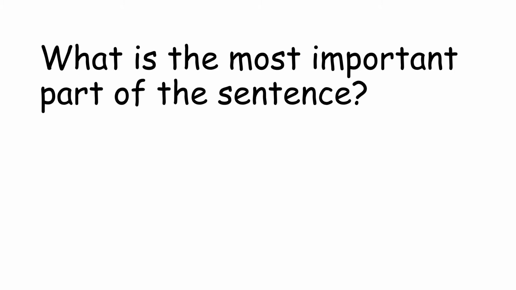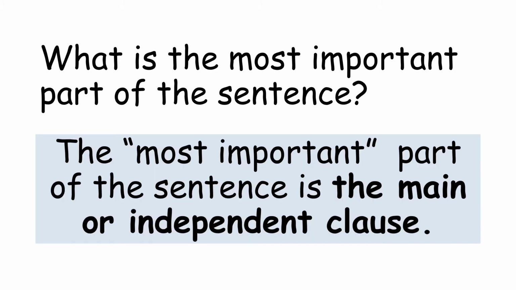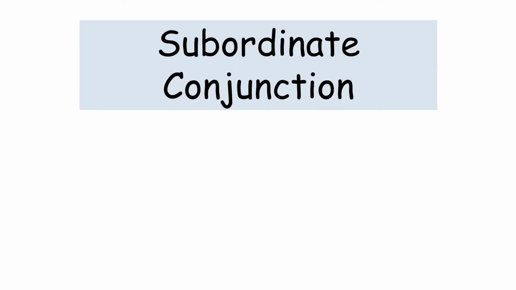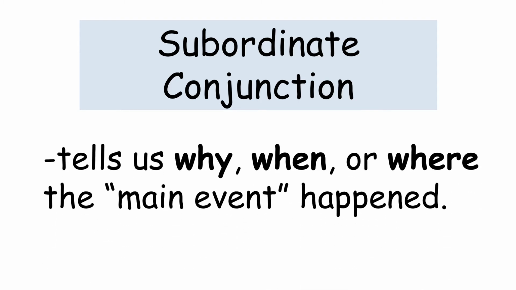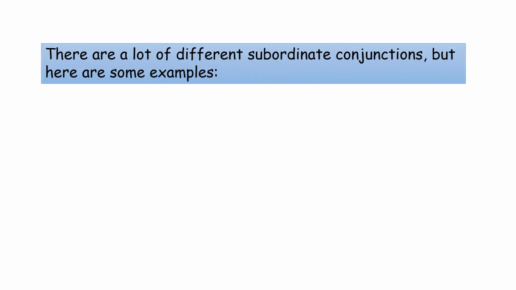But what is the most important part of the sentence? The most important part of the sentence is the main or independent clause. A subordinate conjunction also tells us why, when, or where the main event happened. There are a lot of different subordinate conjunctions, but here are some examples.